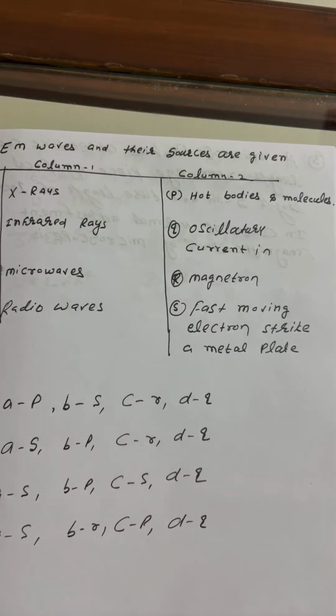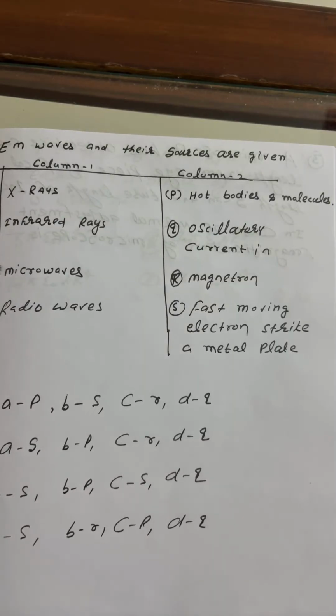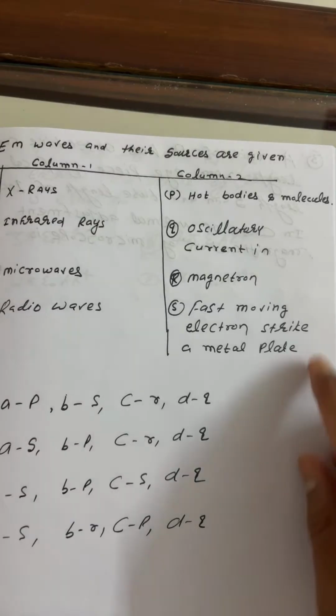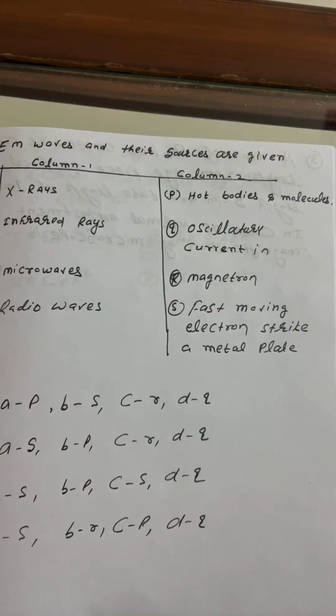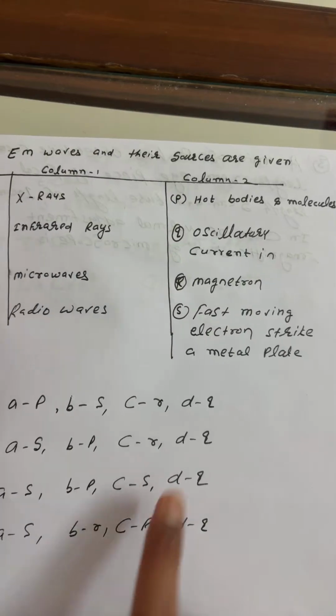Now option C is what? That is microwave, and that is R. You can ask, sir, what is a magnetron? A magnetron is a high power vacuum tube that generates microwaves by using crossed electric and magnetic fields. Students, magnetron is usually used in microwave, radar, and industrial heating. So for C, it is magnetron, so C is R.